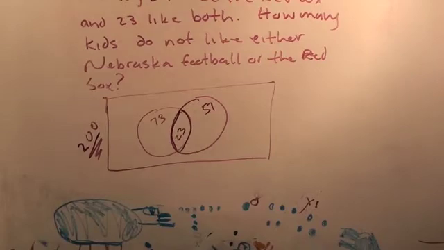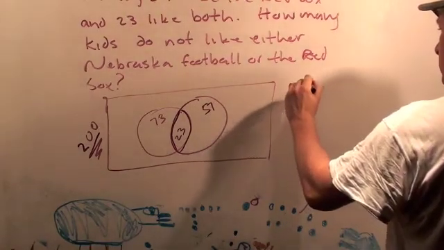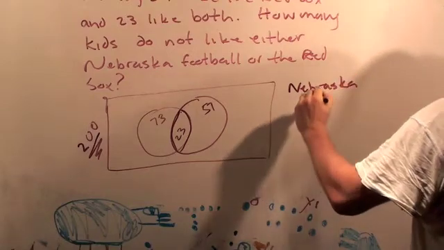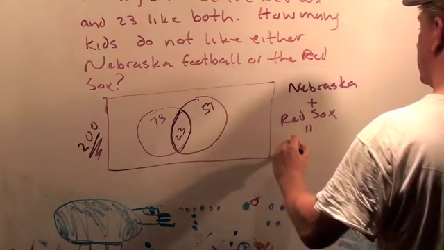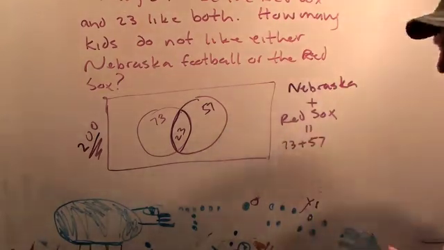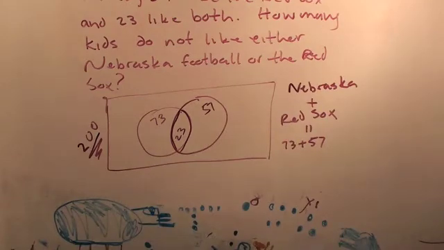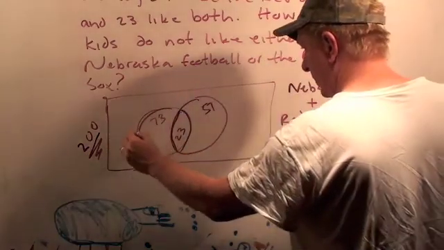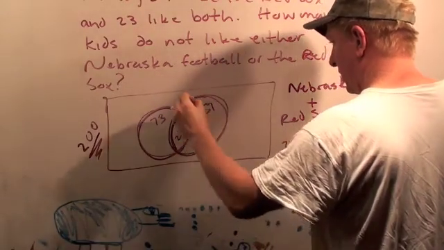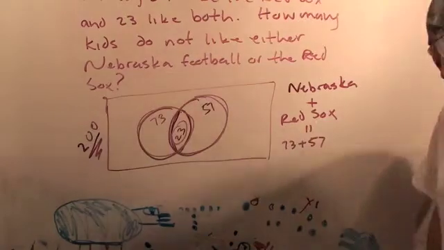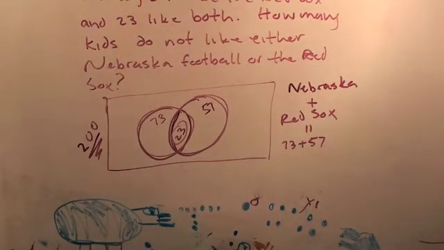Hey, if we add these together, does the 23 count? Well, Nebraska plus the Red Sox equals 73 plus 57. But when we count 73, we count all these kids here. When we count the 57, we count all those kids there. And what happened to the kids who were in the 23? Well, they're part of both.